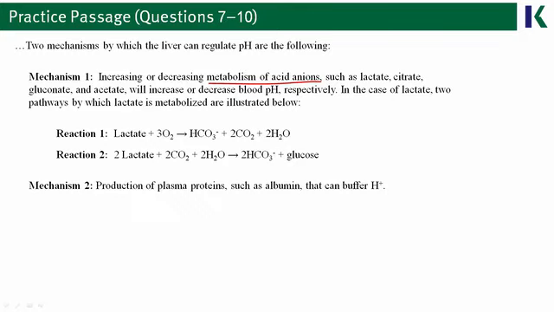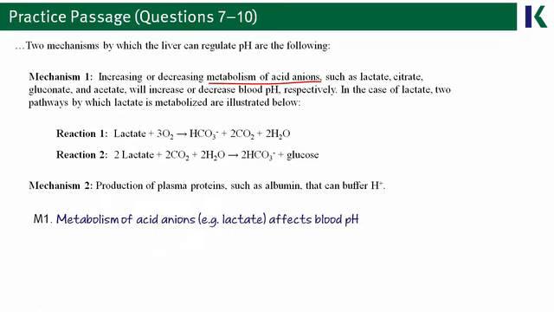One thing that's really important to notice about this paragraph is, since we're saying we may increase or decrease metabolism, metabolism is itself a breakdown. So increasing metabolism of acid ions actually means decreasing the number of acid ions. That is a good label for Mechanism 1. There are then two reactions which are introduced in the paragraph for Mechanism 1 as the two pathways that lactate is metabolized. And that's confirmed by the fact that reaction 1 and reaction 2 both have lactate on the reactants side of the reaction. And that concurs with what we know about metabolism. If you have to break down lactate, then you're going to start with lactate and then you're going to end with no lactate. So that's what reaction 1 and reaction 2 are.